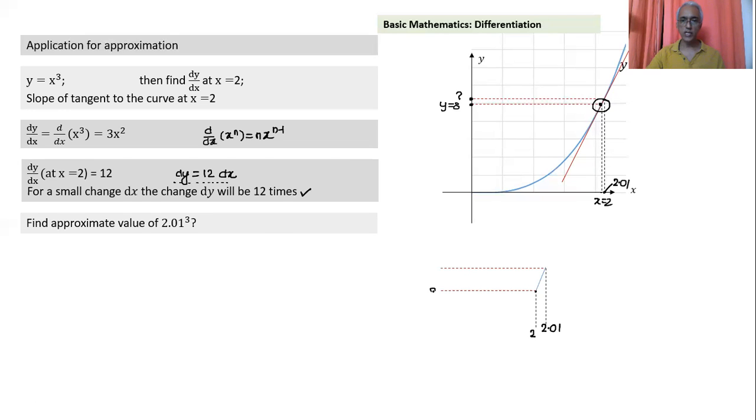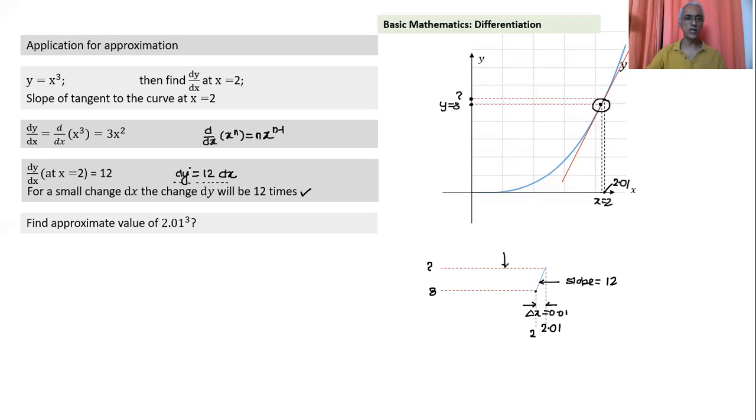This point is 8, and this point we don't know. This point we need to find. And what is the slope? The slope is equal to 12 here. Or another way to understand: if this is 2 and 2.01, what is the value of delta x? Delta x is equal to 0.01. So what will delta y be?